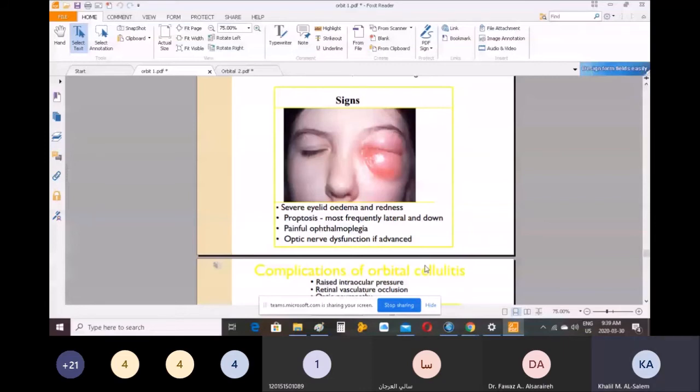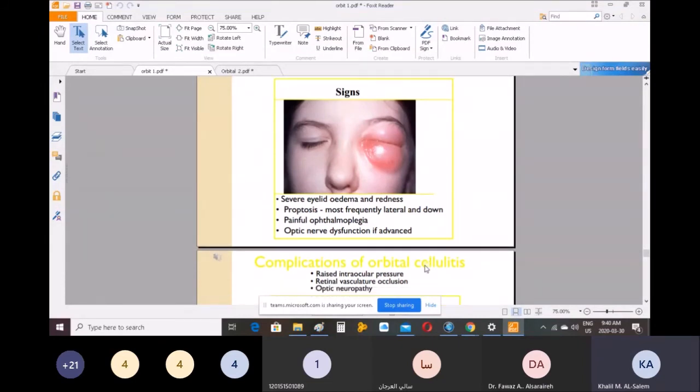So to differentiate between orbital cellulitis and preseptal cellulitis, both of them have edema, redness, hotness, pain. Orbital cellulitis has optic nerve dysfunction, visual acuity and color vision problems, along with ophthalmoplegia. The patient is unable to move his eye, while eye movement is preserved in patients with preseptal cellulitis.